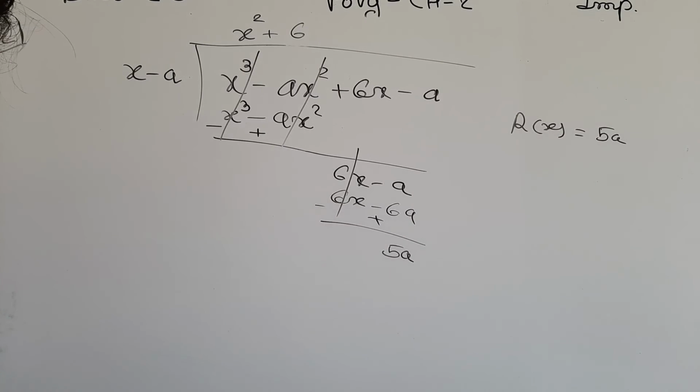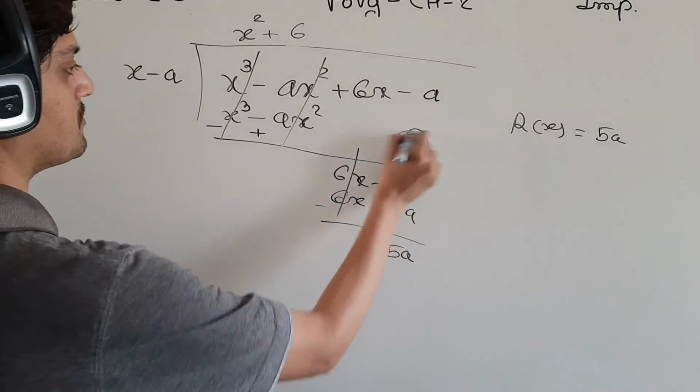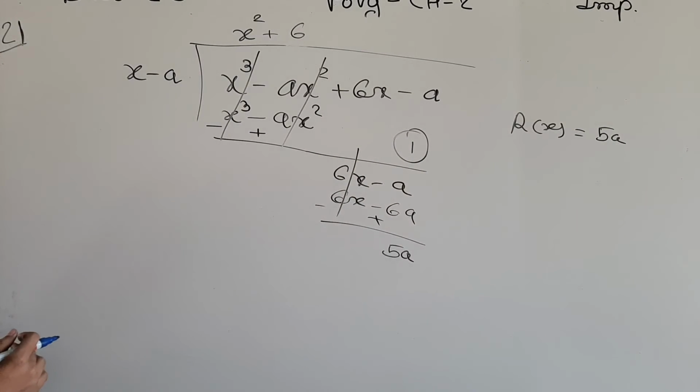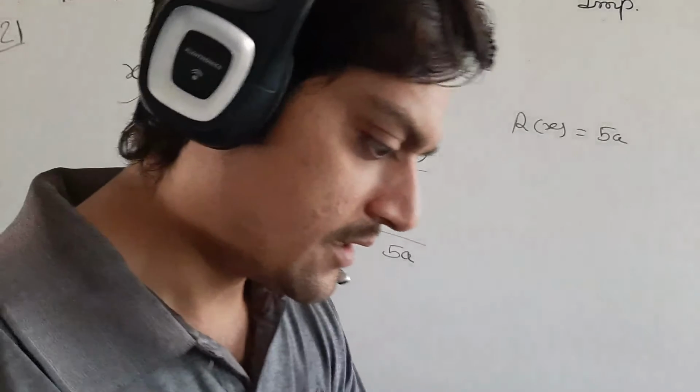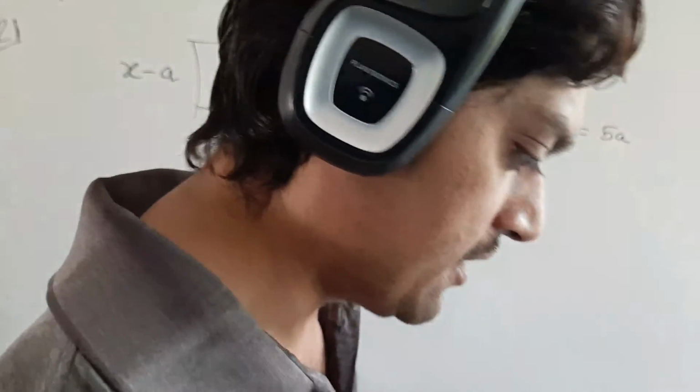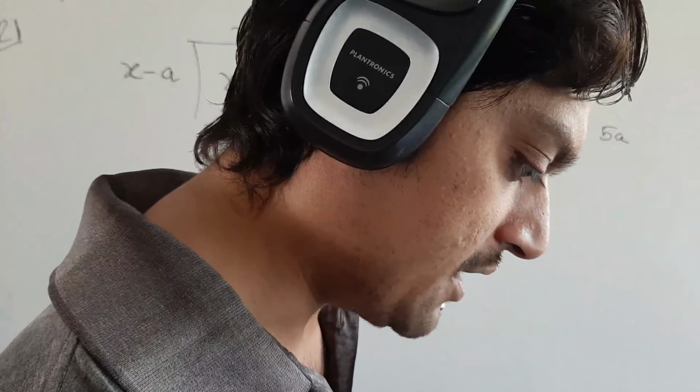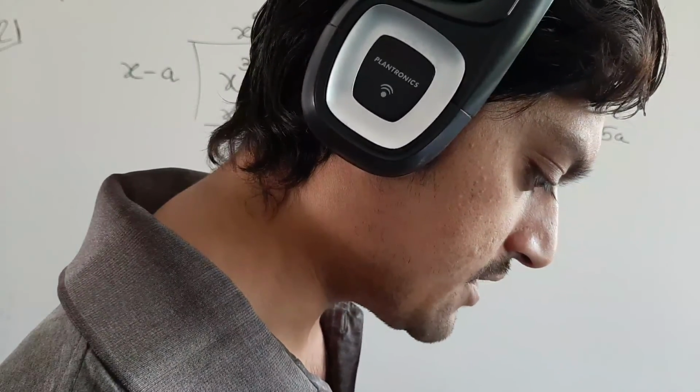Yes, Divyaraj Ahir, 5a is the answer by the second method. By any method you can solve, the choice is yours, but I am showing you some examples so that your concept becomes clearer. This was the first method, long division, and now using the remainder theorem we are going to solve the second question.